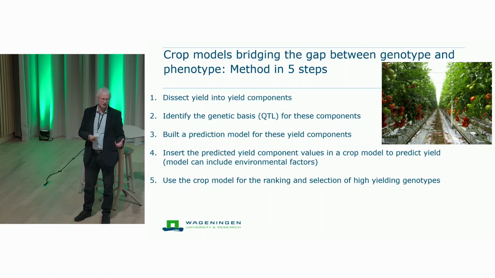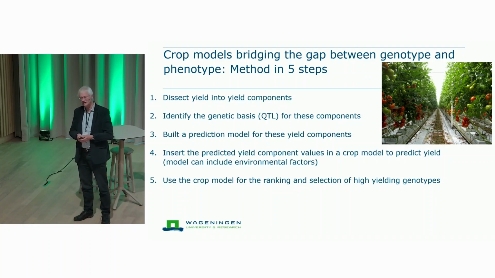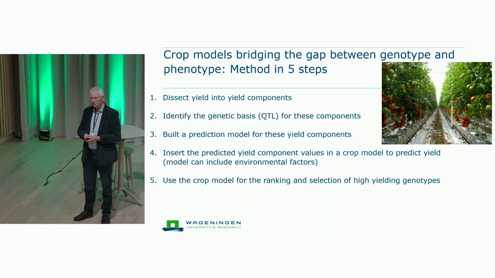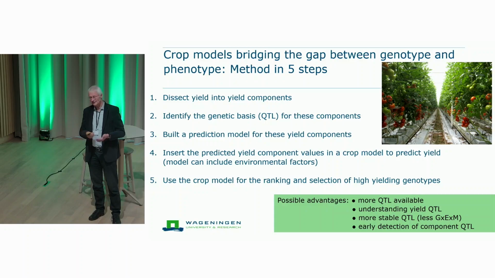These predicted values for the yield components are inserted into the crop model to predict yield. And that model, as I said already, can also be a dynamic model, including environmental factors, but that's not in the example I show. That's a static model. And then the last step, we use the crop model for the ranking and selection of high-yielding genotypes.